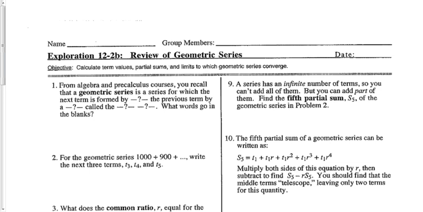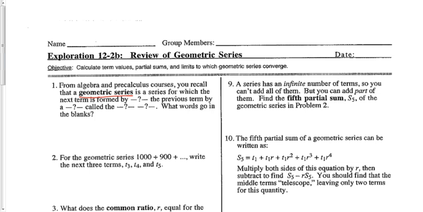Exploration 12-2B, Review of Geometric Series. So number one, from algebra and pre-calculus courses, you recall that a geometric series, again from the front, is a series for which the next term is formed by blank, the previous term by a blank called the blank blank. What words go in the blanks?